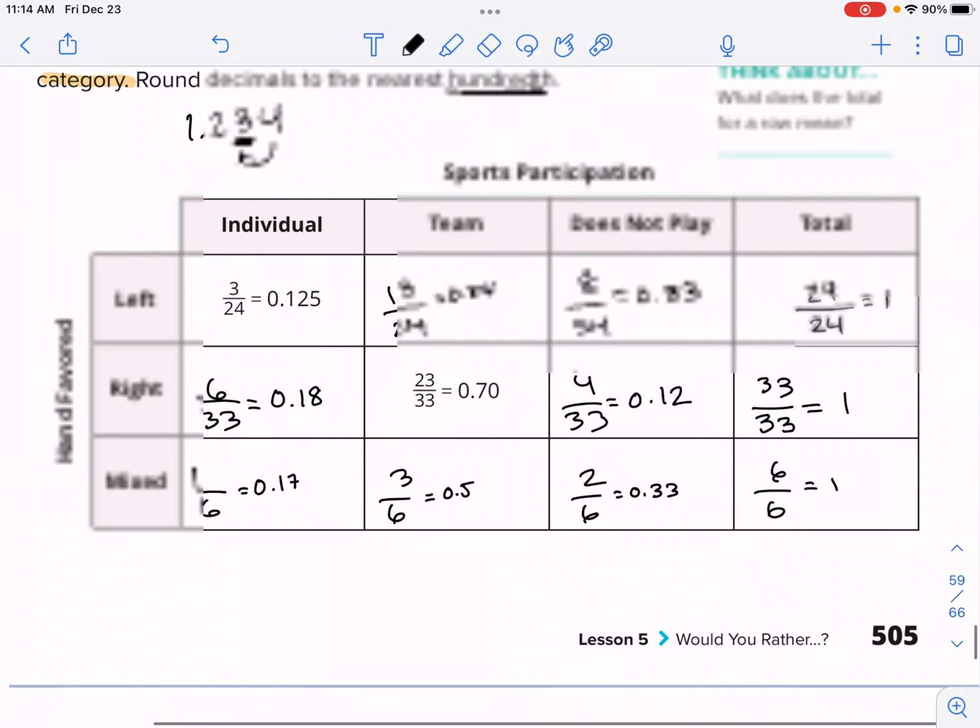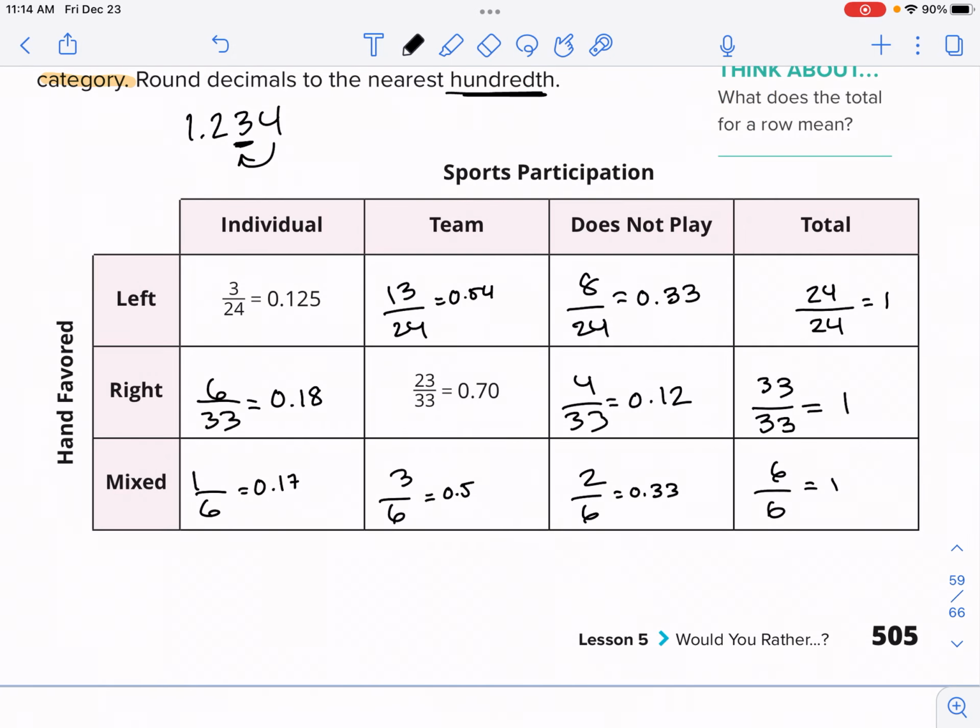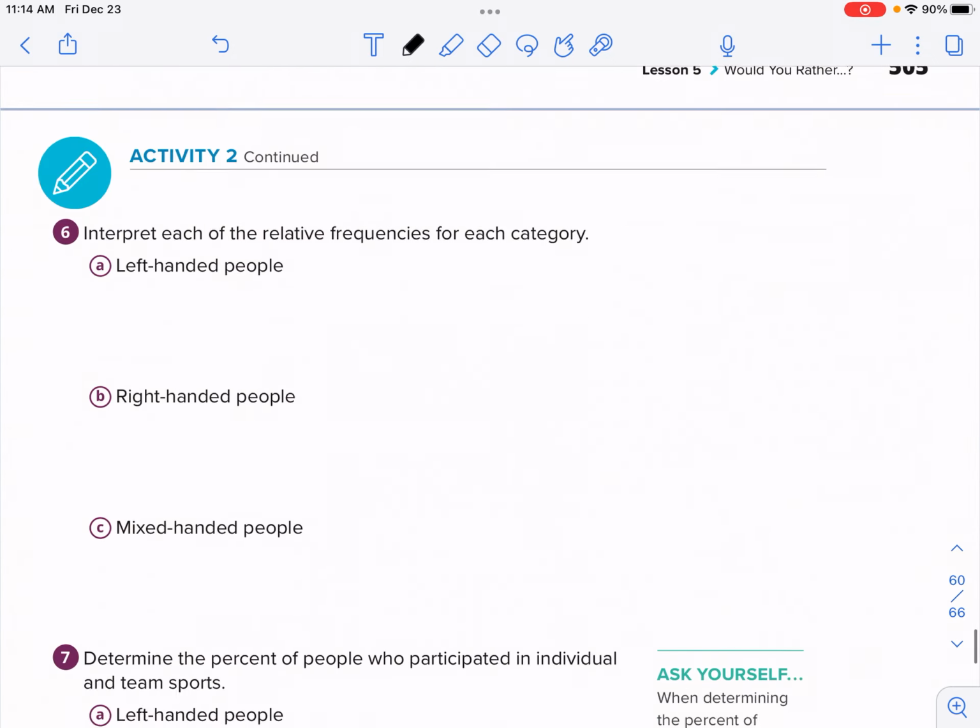And then we have this now completed relative frequency table. So this is all in terms of the relative frequency of favored hand, right? So we can say of the people that are left-handed, what's the probability that they play an individual sport, right? That's right here. Okay. All right, but let's answer some questions now, analyzing this on the next page.